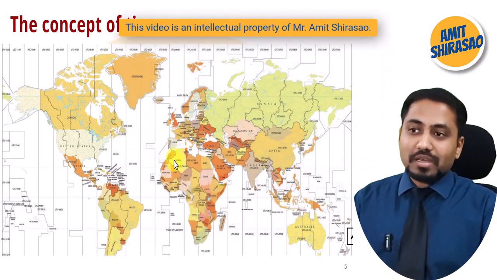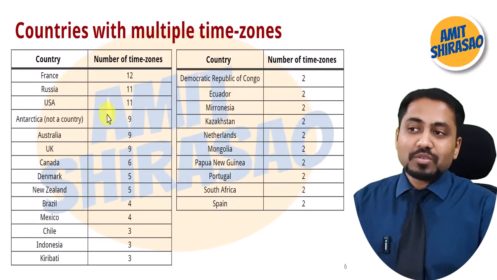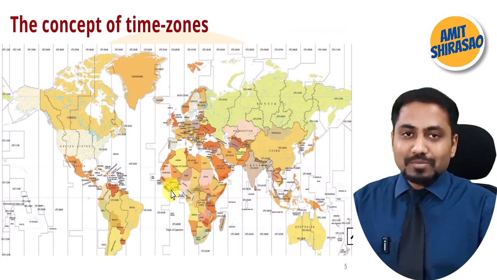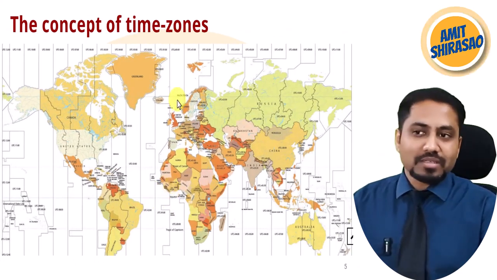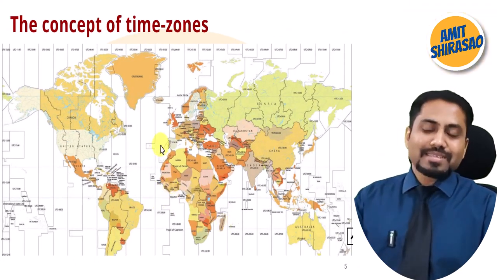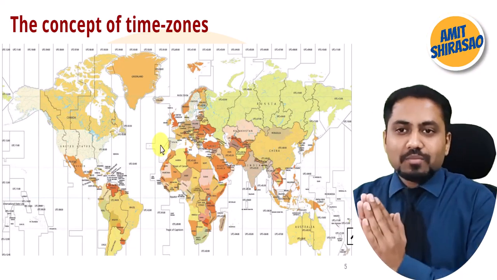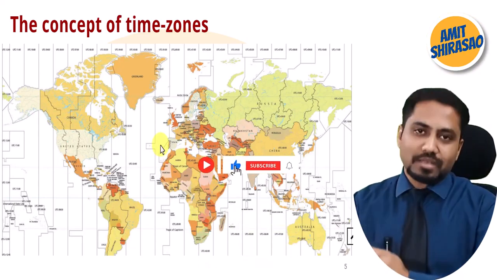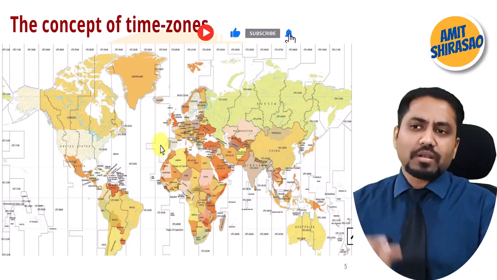Same thing with the UK. How many time zones does the UK have? The UK has 9 time zones. Why 9 time zones? It also has a lot of islands under its control. So this is the reason. Colonialism hasn't ended. It has just masked itself. I'll give an example.